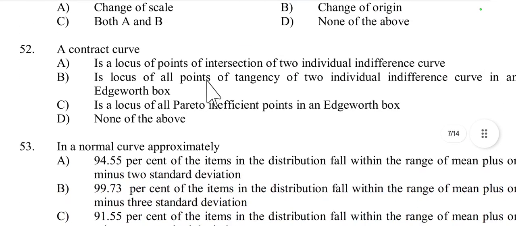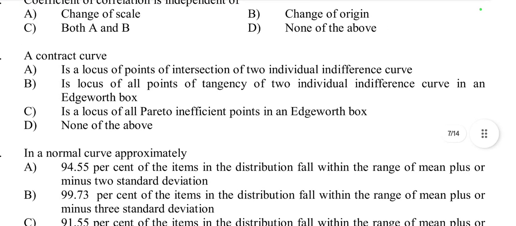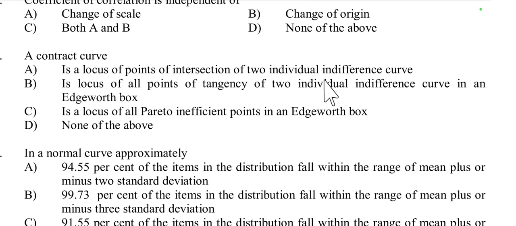Then question number 52. A contract curve, what does it indicate? It is a locus point of intersection of two individual indifference curves. No, only the intersection of two individual indifference curves is not a contract curve. It is the locus of all points of tangency of two individual indifference curves in an Edgeworth box. Yes, this is the right option.